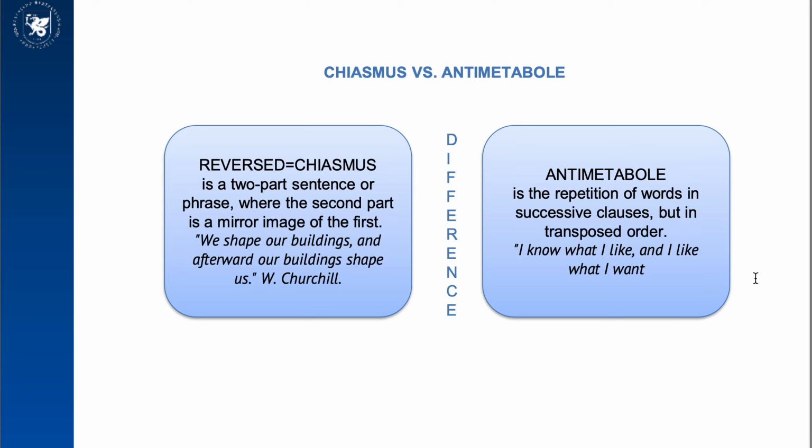Okay, chiasmus and antimetabole. They are quite close to each other, but it's not the same thing. The difference: reversed, or chiasmus, is a two-part sentence or phrase where the second part is a mirror image of the first. We shape our buildings, and afterward our buildings shape us. Antimetabole: I know what I like, and I like what I want. It is a repetition of words in successive clauses, but in transposed order. You see that I know what I like. Here begins I like what I want.